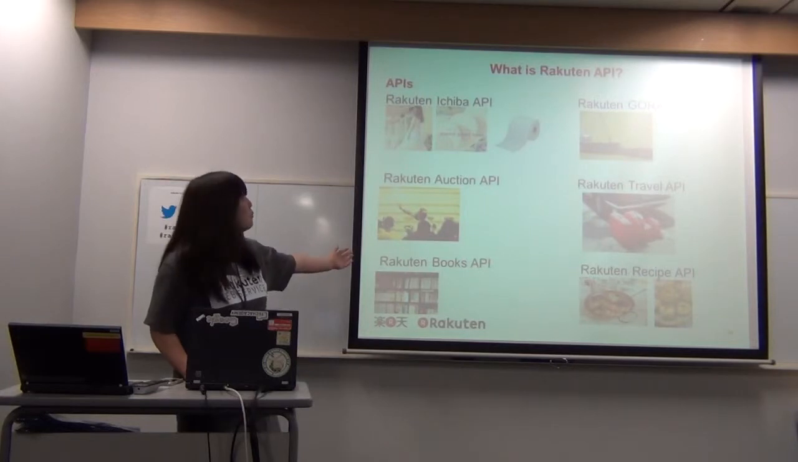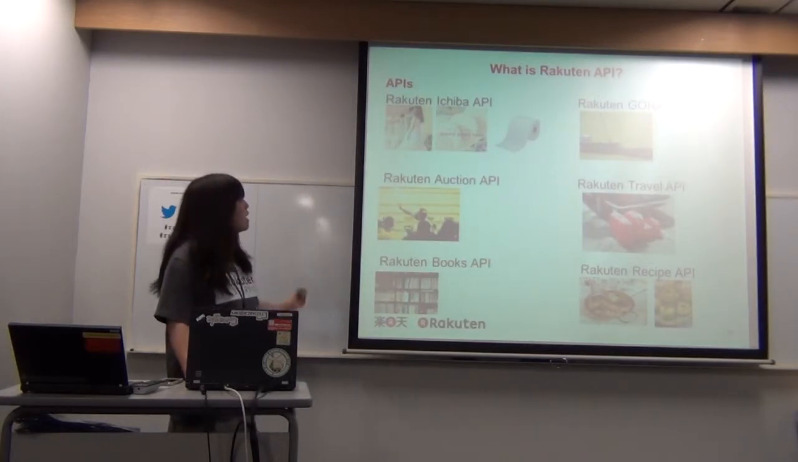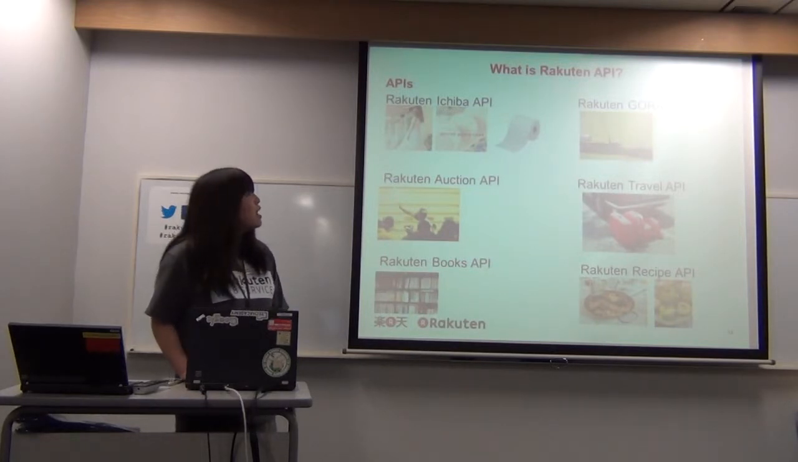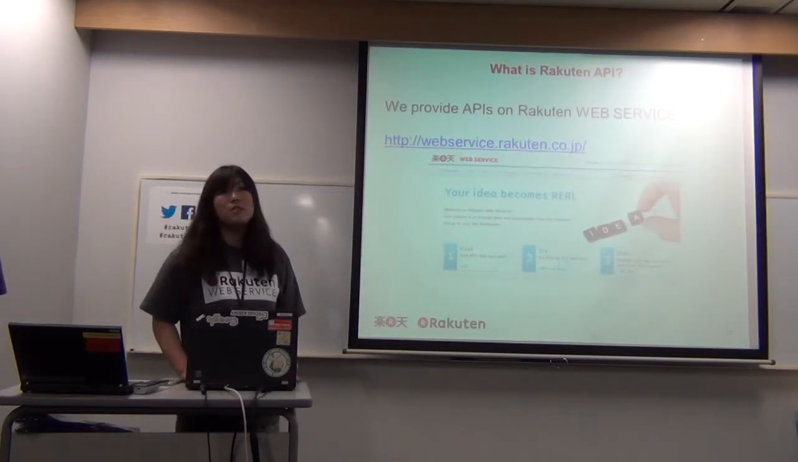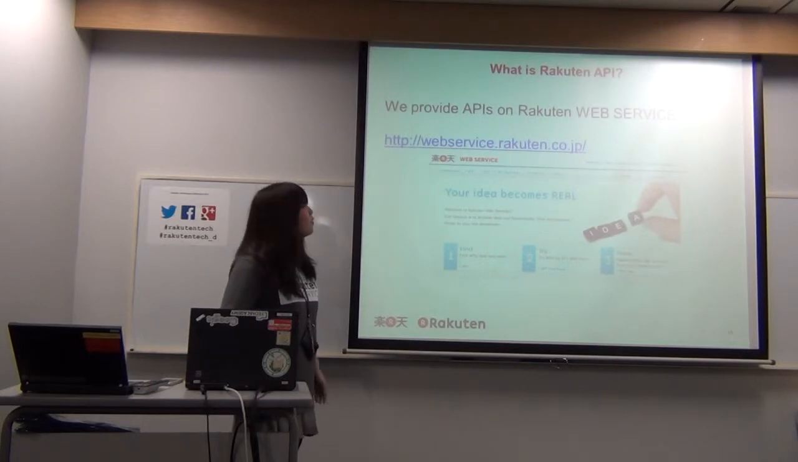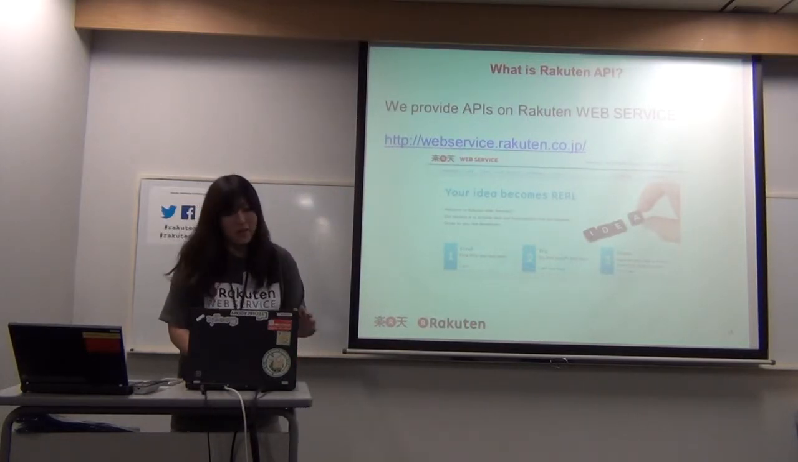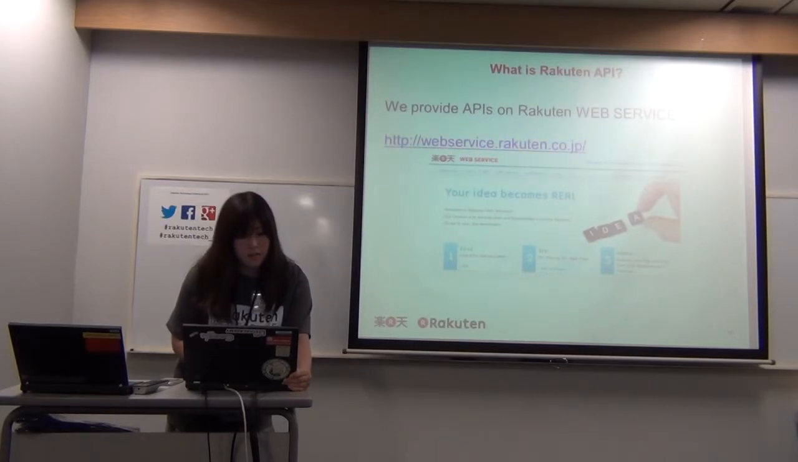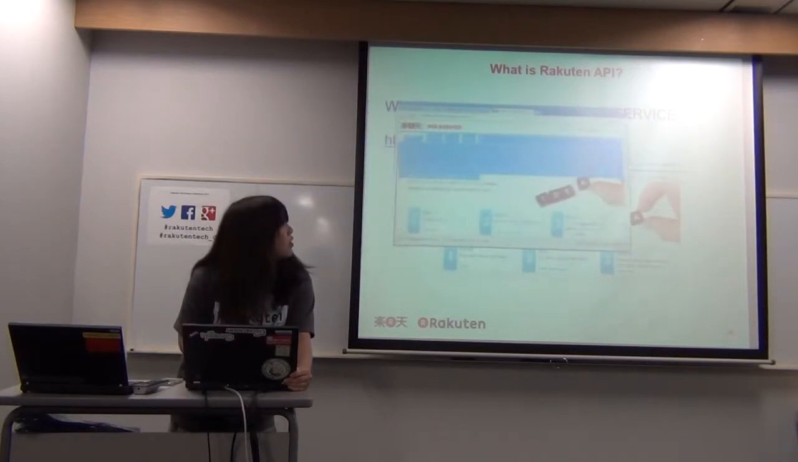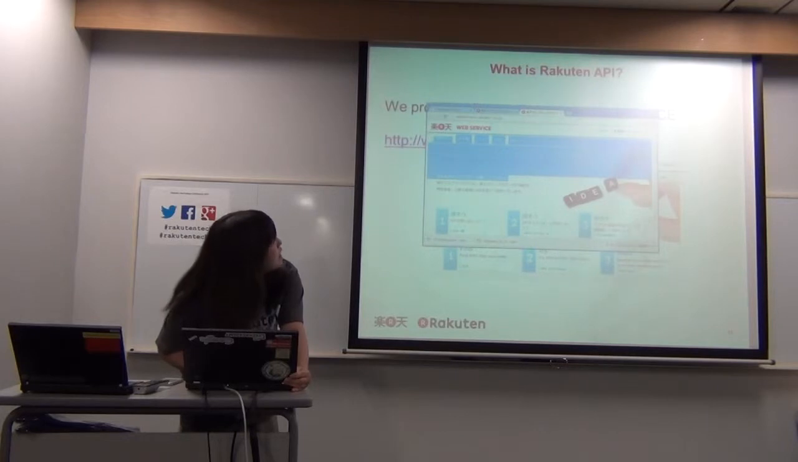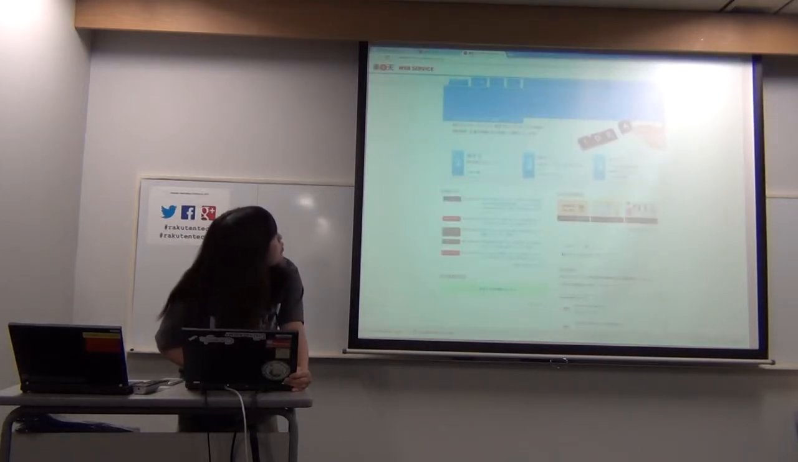This is the Rakuten API lineup. We provide Rakuten Ichiba API, Rakuten Auction API, Rakuten Books API, Gora API, Travel API, and Rakuten Recipe API. There are so many APIs. And we provide these APIs on Rakuten Web Service. So please access this URL if you have a PC. This is the Rakuten Web Service site. On this site, we provide Rakuten API documentation.